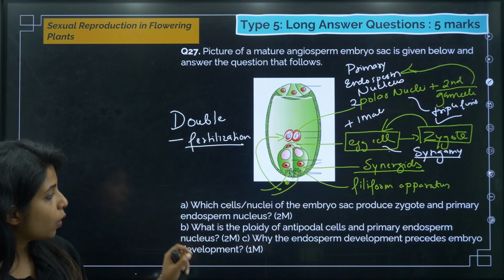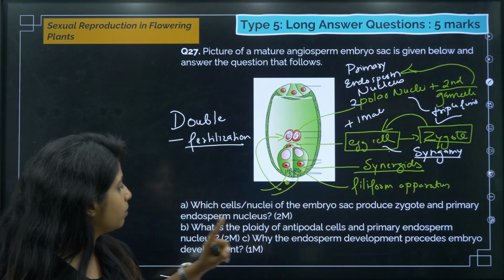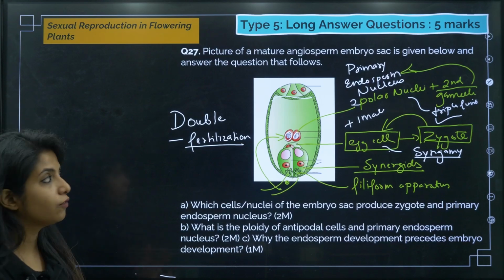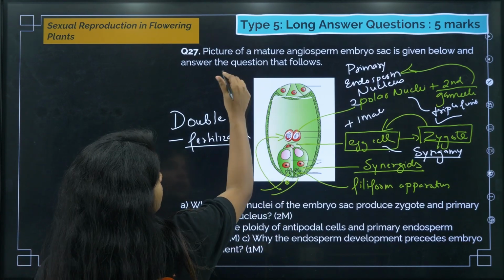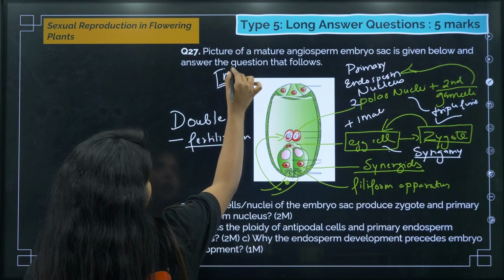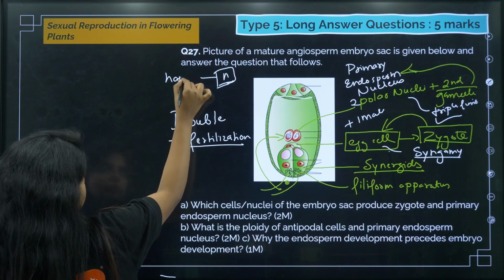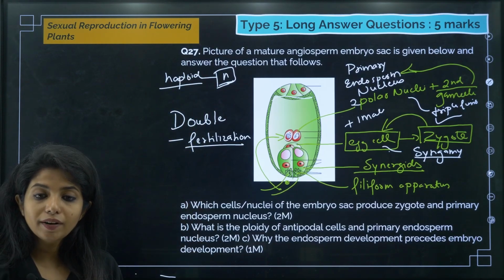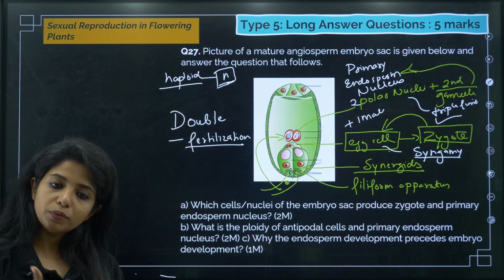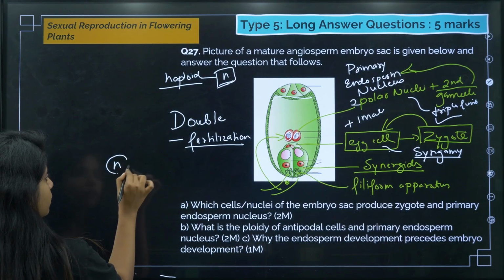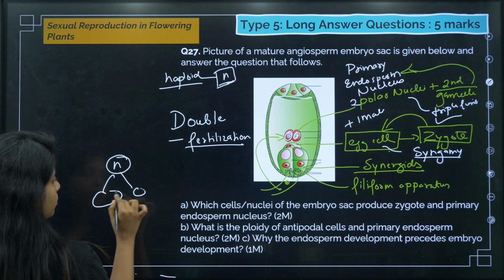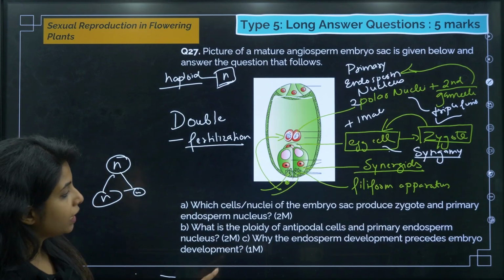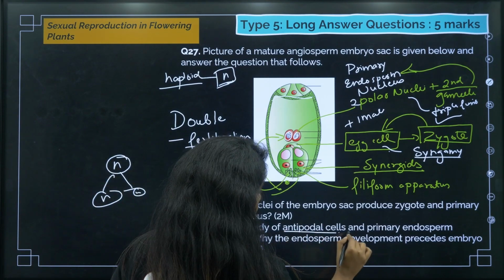Okay. Now what is the ploidy of the antipodal cell and the primary endosperm nucleus? Ploidy as in the number of chromosomes. So what do you have? All of them over here are haploid in nature, because this is a result of meiosis. The megaspore mother cell underwent meiosis and then mitosis. So meiosis was undergone, right? So all of them were N. Now when it underwent mitosis, again it will be N only. So the ploidy of the antipodal cell is N.